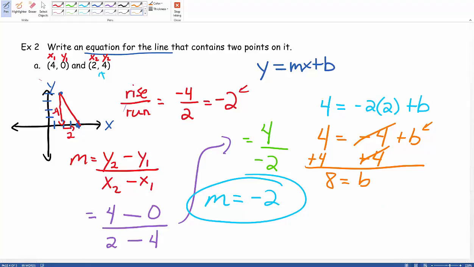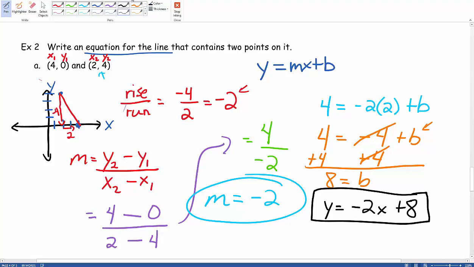Rewriting our equation now, we end up with y equals our slope, -2, x plus our y-intercept that we just found, 8. So this would be our equation for the line.